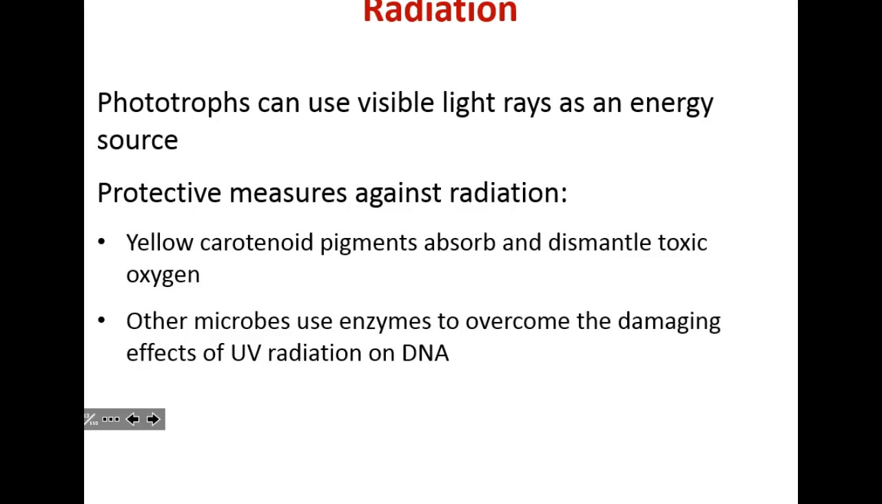Radiation, phototrophs can use visible light rays as an energy source. Some protective measures against radiation: yellow carotenoid pigments absorb and dismantle toxic oxygen. Other microbes use enzymes to overcome the damaging effects of UV radiation on DNA. Just from Biology 103, what's an example of a yellow carotenoid? Look at the word, C-A-R-O-T.